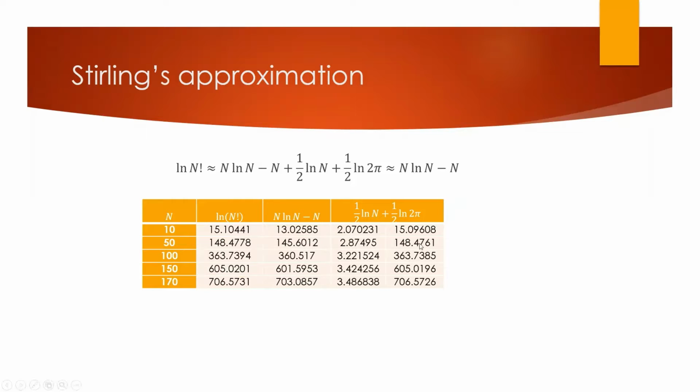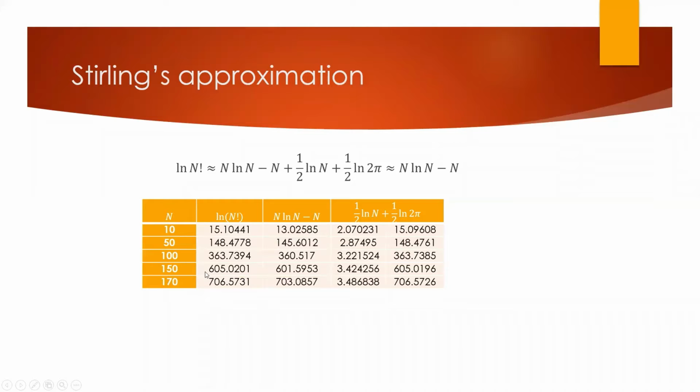If we incorporate this extra correction here, it's actually pretty darn good. So even for 10, our natural log of n factorial is 15.10, and this gives us 15.096. So it's off by about 0.008, which is pretty close. So it's a pretty good approximation if we use these correction terms here for these small numbers.